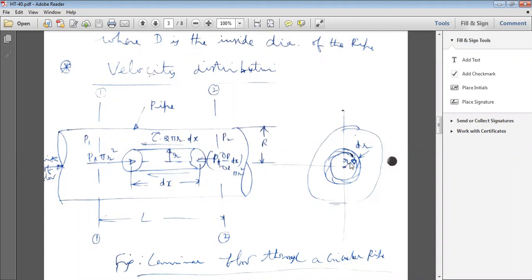Consider a fluid element of radius r and thickness dr and a length of dx. Pressure force P into pi r square acts in the positive x direction. Here P plus dou P by dou x into dx, into pi r square, acts in the negative x direction. And shear stress tau over the length dx acts in the negative x direction. This is the shear force. Tau is the shear stress, so shear stress into surface area gives the shear force, tau into 2 pi r dx.